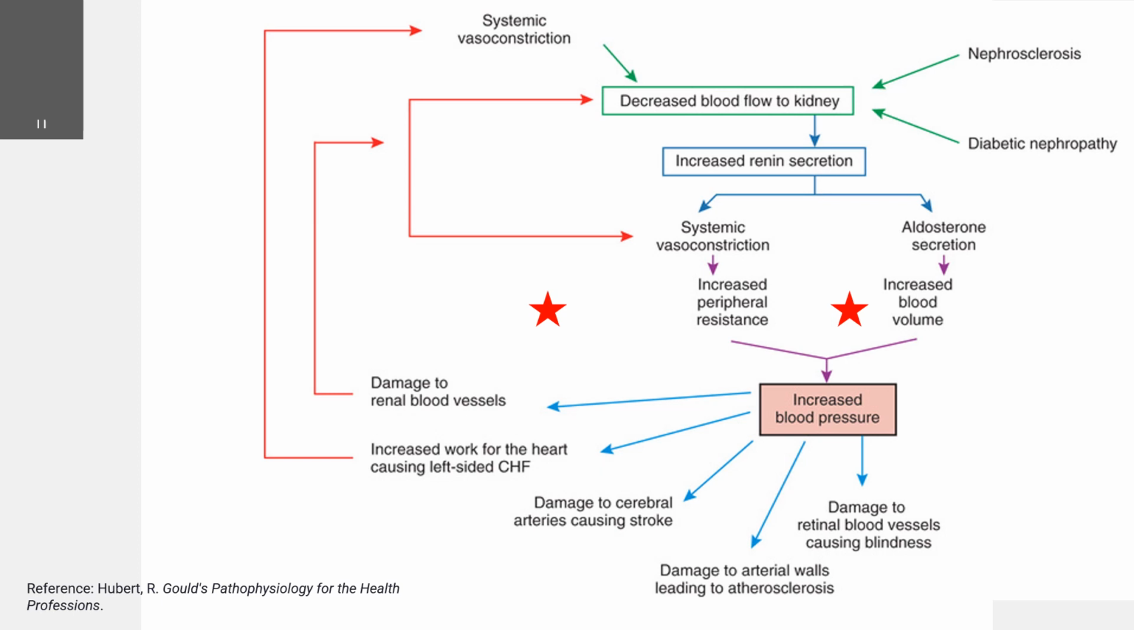Blood pressure regulation. Blood pressure is determined by two factors: cardiac output, which is the volume of blood pumped by the heart per minute, and peripheral vascular resistance, which is the resistance to blood flow in the blood vessels. Cardiac output is influenced by stroke volume, the volume of blood ejected from the heart with each beat, and heart rate, the number of heartbeats per minute.